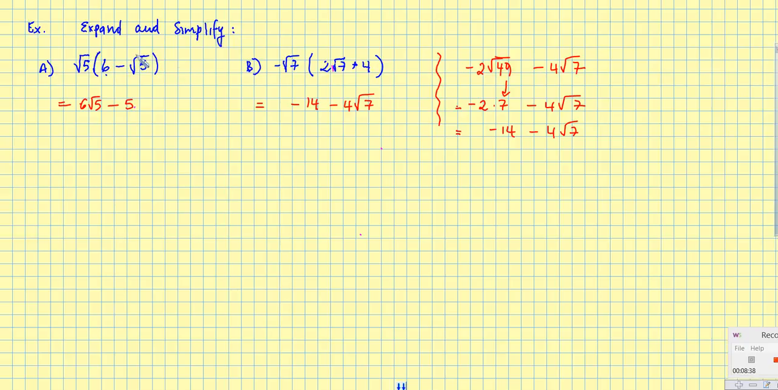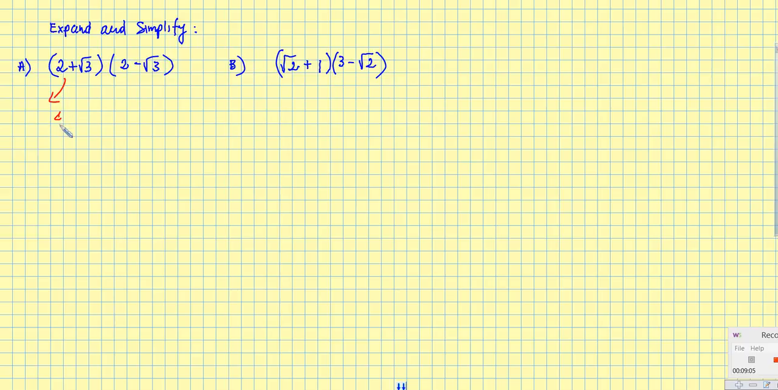Next page we've got a difference of squares here. So we've got 2 plus root 3 times 2 minus root 3. Remember that what we always want to look for is to see what the pattern is. What kind of expansion are we looking at? So I see that I have 2 identical binomials. One is positive, the other one is negative. It's a difference of squares. So all I do is I square the first and I square the last, which gives me 2 squared is 4, root 3 squared is 3, 4 minus 3 equals 1.